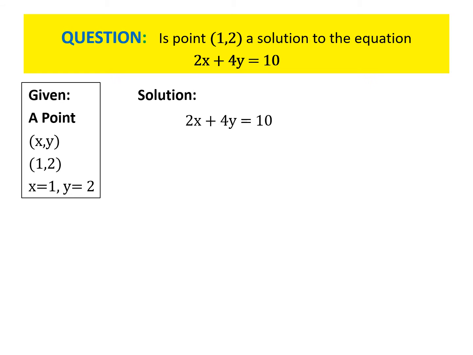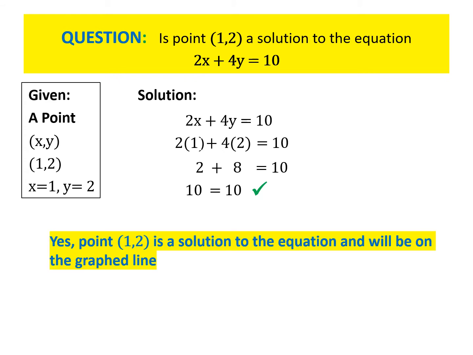So let's go ahead and do that. We're going to substitute 1 for the x and 2 for the y. We're going to get here 2 plus 8, which is 10. True statement. Therefore, the point (1, 2) is a solution and satisfies the equation. It also means that when I go to graph the line, the point (1, 2) will be on the graph for that line.